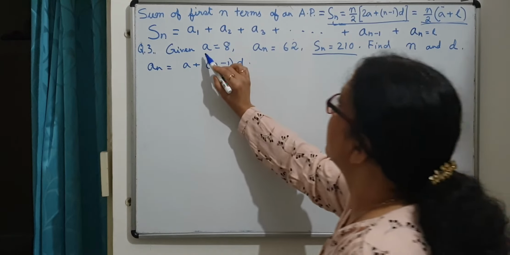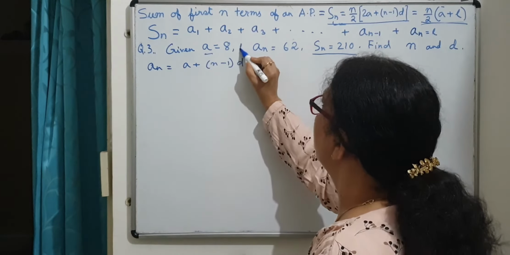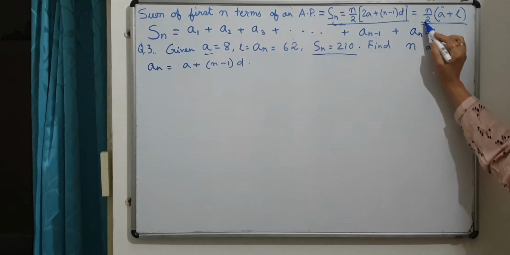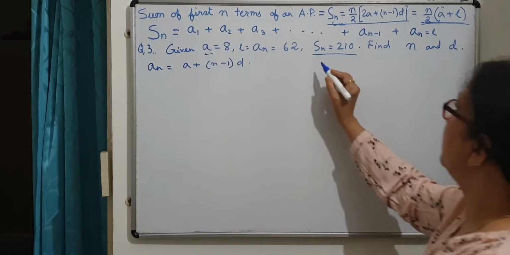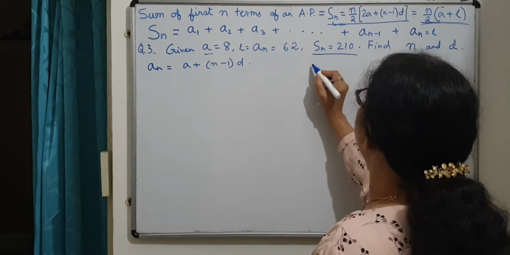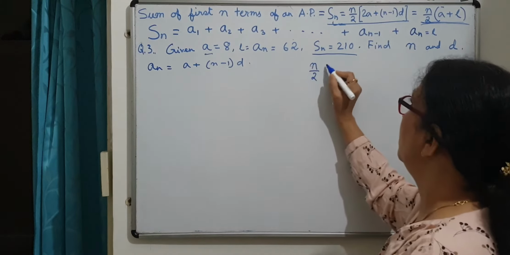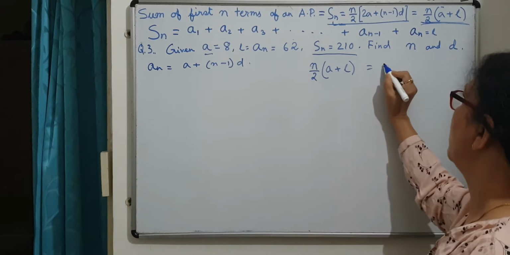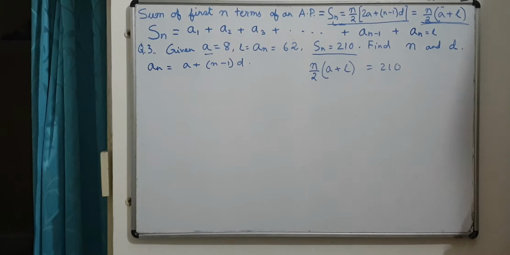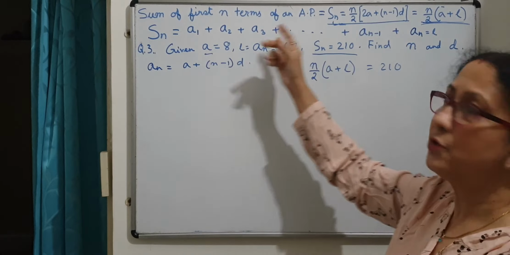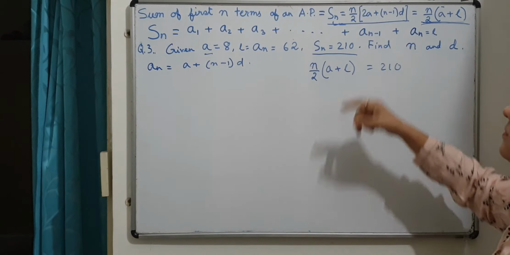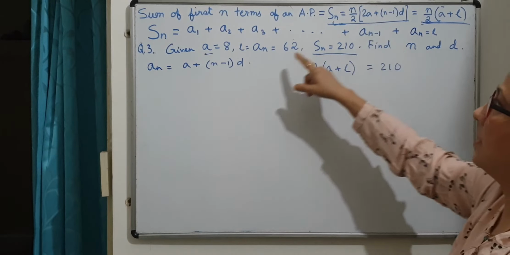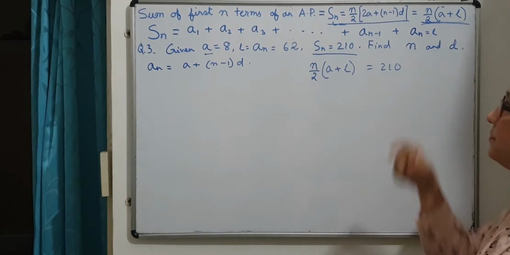Now since the first term and the last term are given, I'll be using this form. So let me write, Sn is n upon 2, first term plus last term, is 210. We start this way. Observing what is given, we choose the form. Since here D is not given, we don't use this form. Since the last term is given, we use this form.